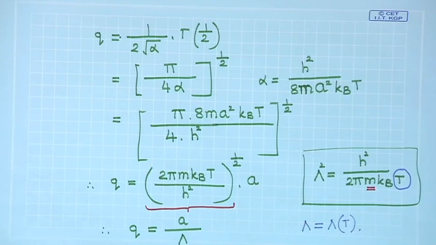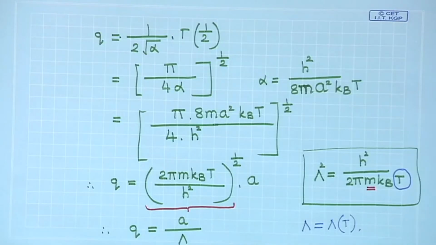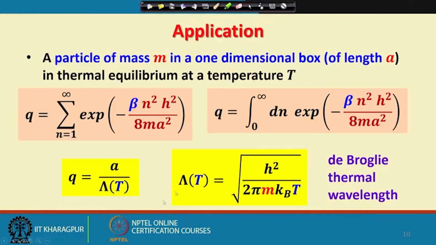Okay. So, lambda is known as the de Broglie thermal wavelength, that is giving us explicitly the temperature dependence of the single particle partition function in this treatment, and that is exactly what we have shown here. Now, what happens if I have the single particle, but it is not present in a one dimensional box, but it is present in a three dimensional box?